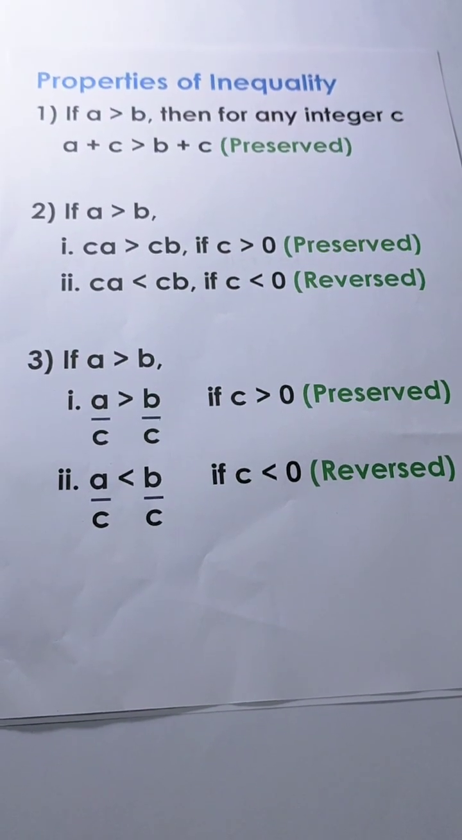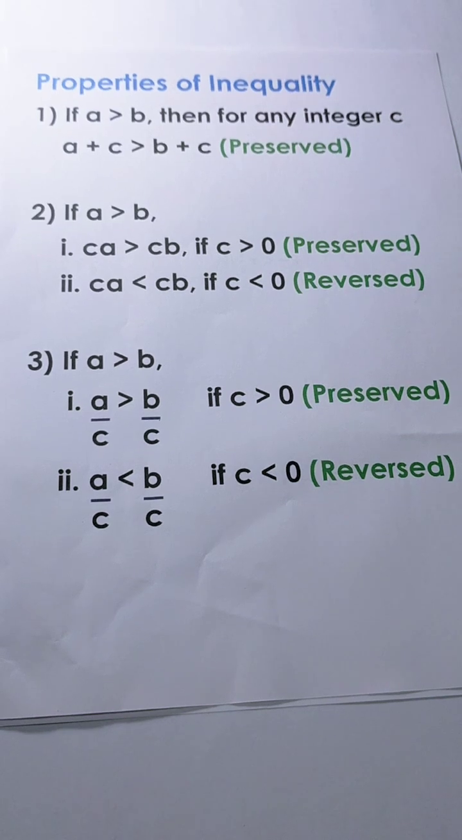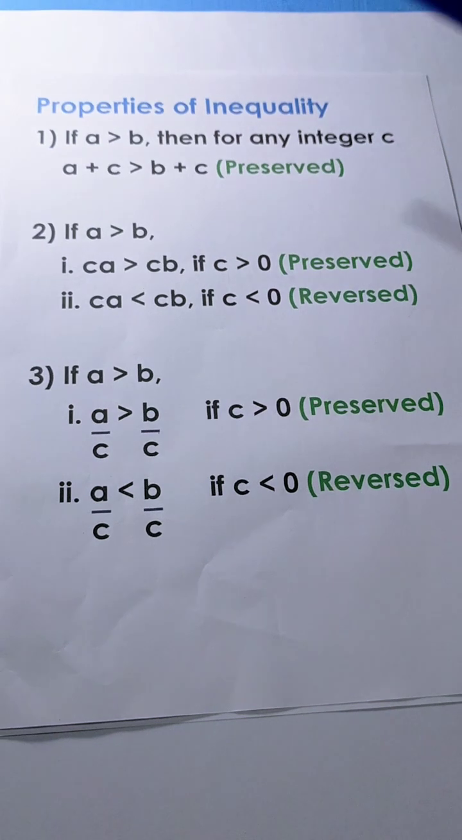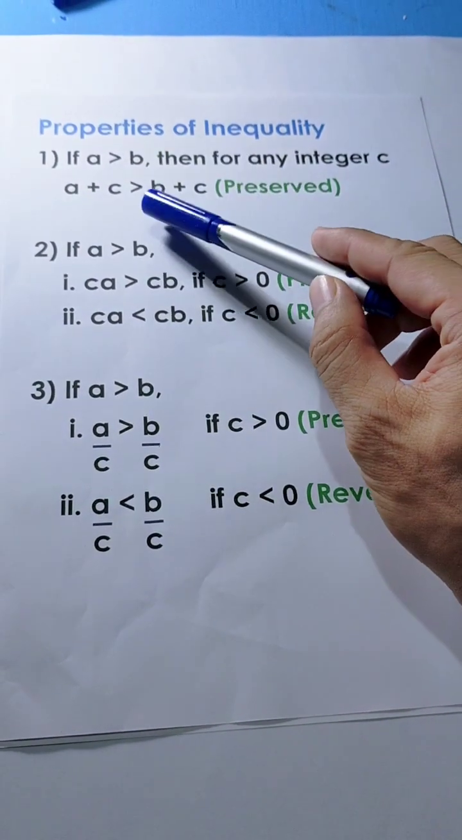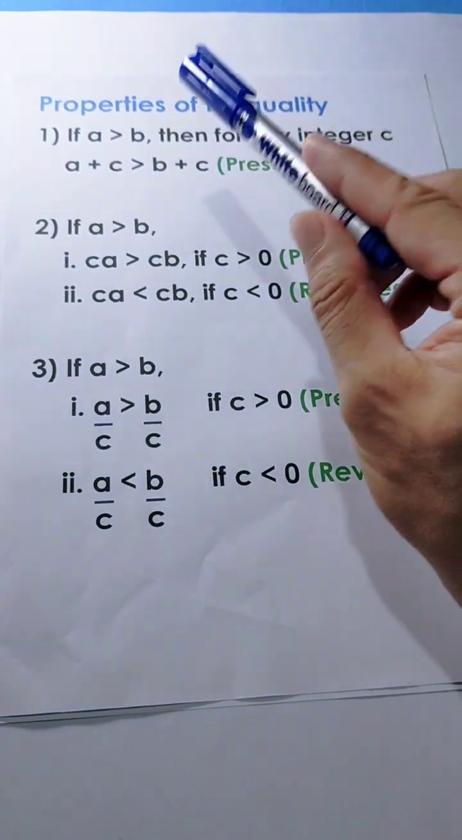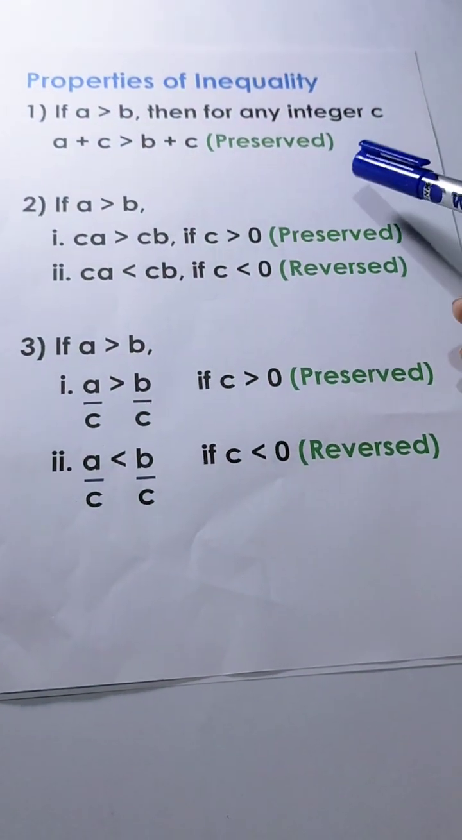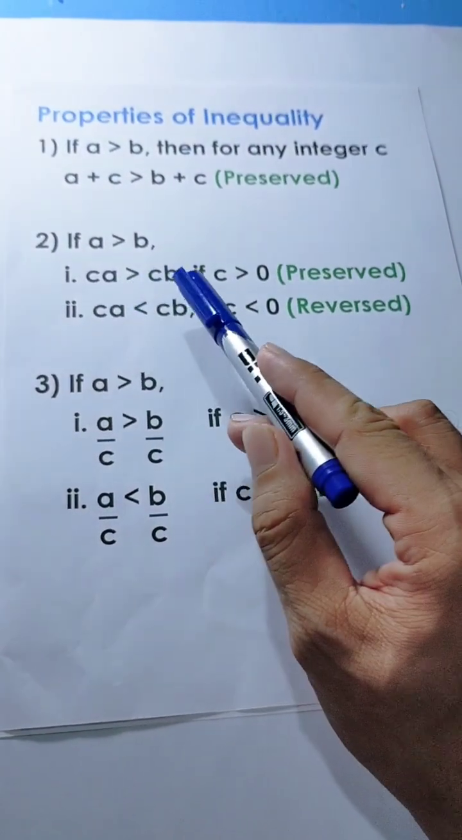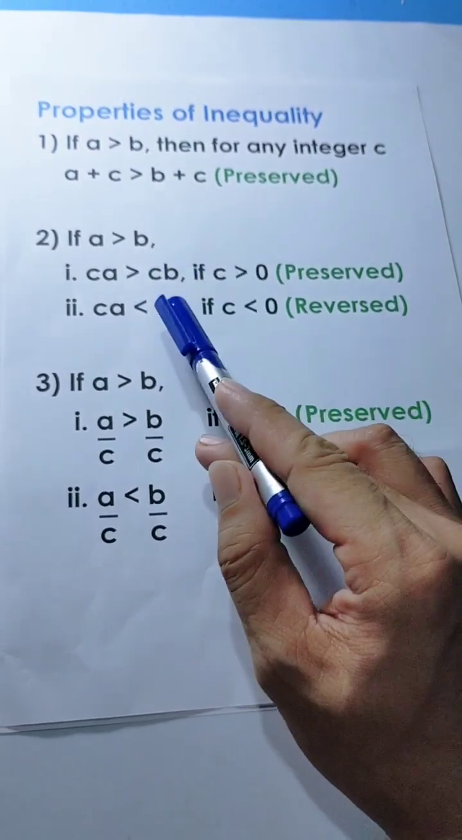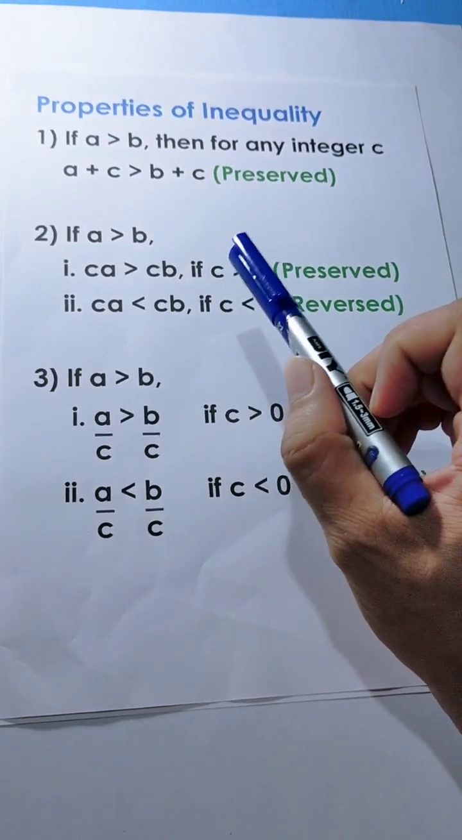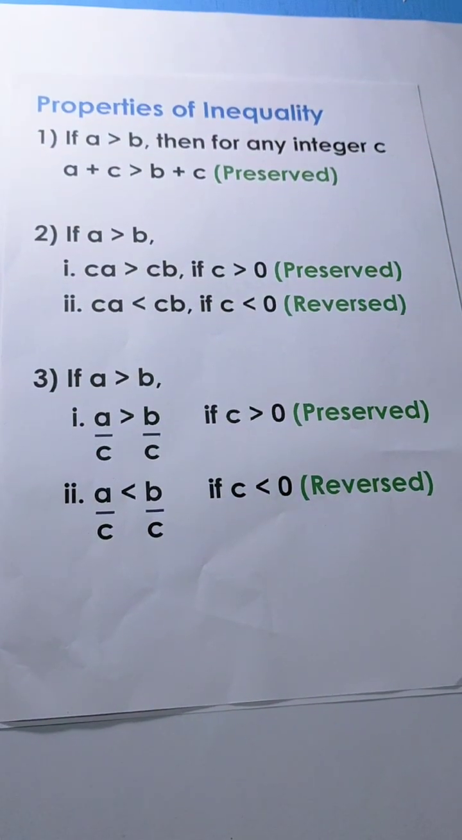Inequality is just like dealing with equations, except that you have to remember the following properties. If we add or subtract the same number on both sides, then the inequality will be preserved. And if we multiply the same number on both sides of the inequality, then the inequality will be the same. It will not change.